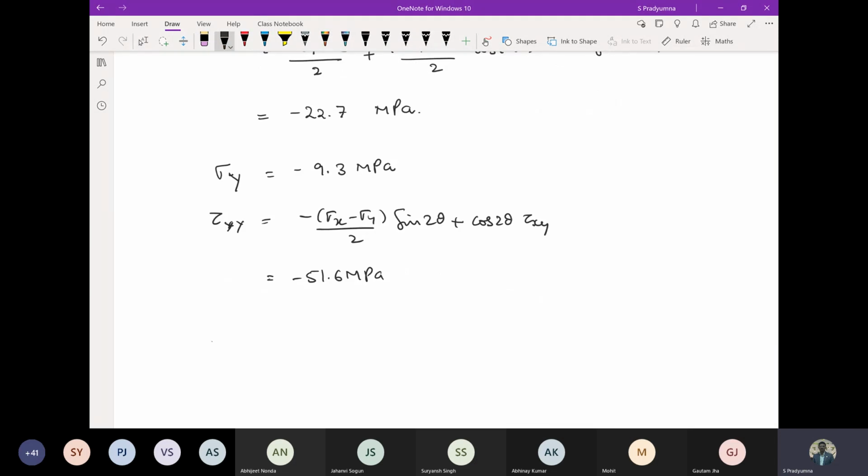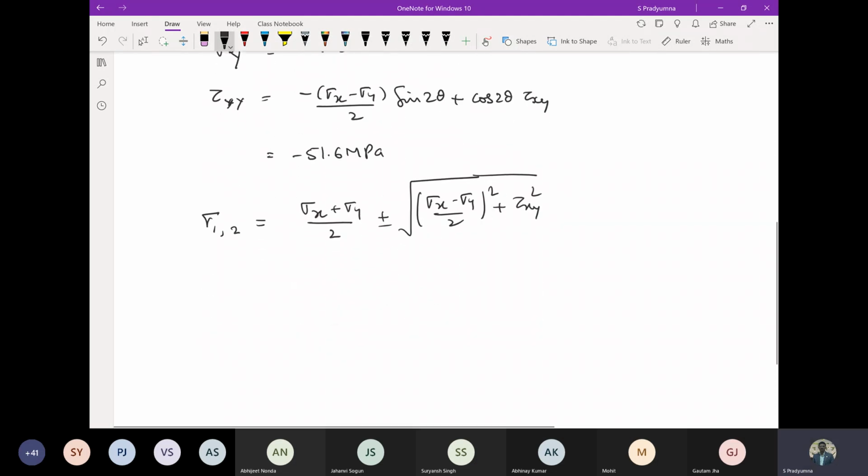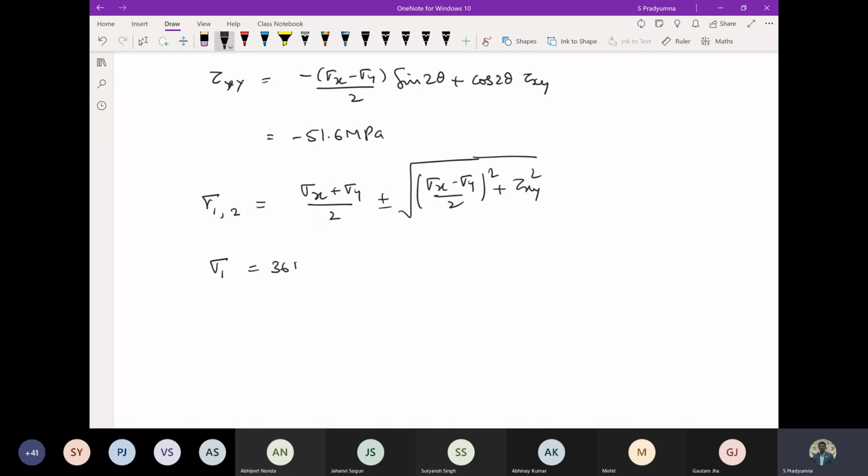Okay, fine. Now we can get sigma 1 and sigma 2 from this: sigma x plus sigma y by 2 plus minus the square root of sigma x minus sigma y by 2 whole square plus tau xy square. I get sigma 1 is equal to 36 megapascal and sigma 2 is equal to minus 68 megapascal. So these are the principal stresses, the maximum and minimum values of the principal normal stresses.